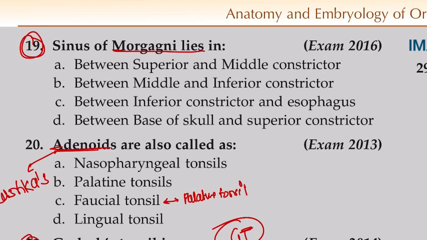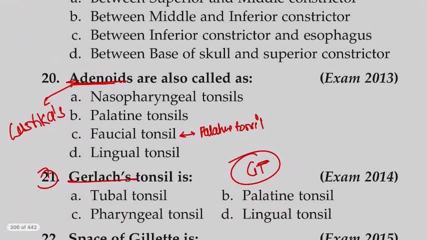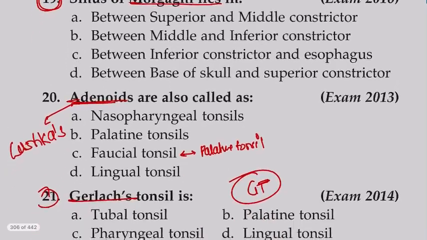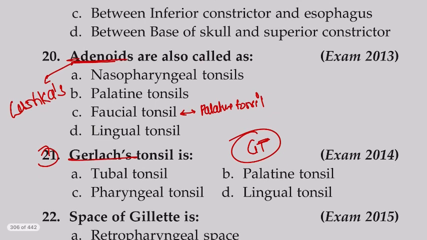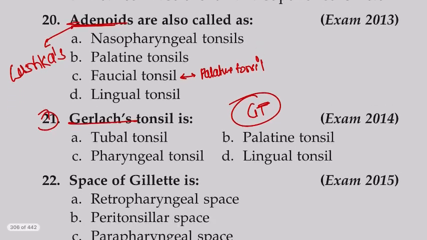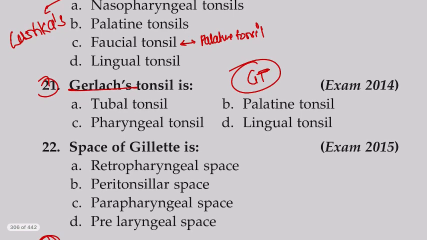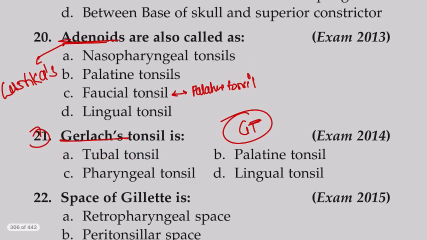Okay, now the next question is: adenoids are also called what? These are also called the nasopharyngeal tonsil, right. There are several names. For the palatine tonsil, it is also called the faucial tonsil. The adenoid is also called the Luschka tonsil. And what is the Gerlach tonsil? That is the tubal tonsil, right. Now the palatine tonsil is the faucial tonsil.